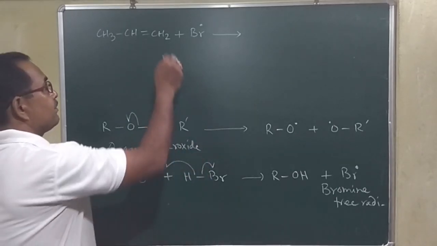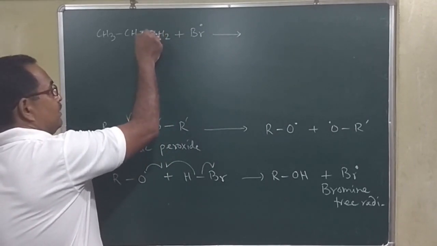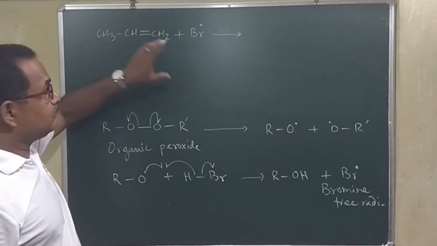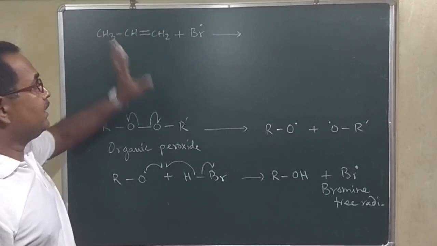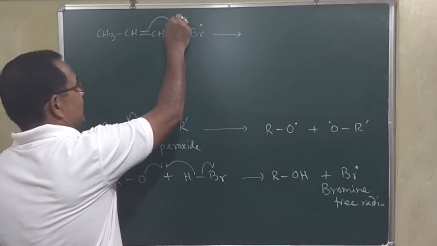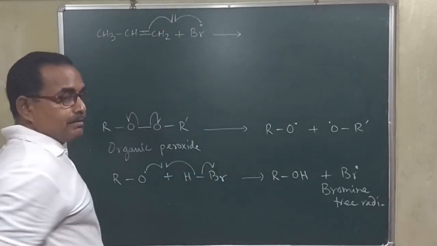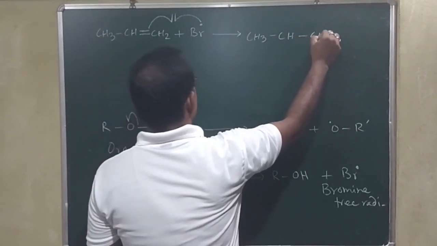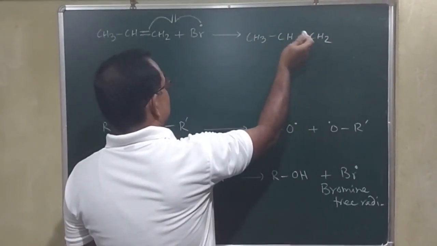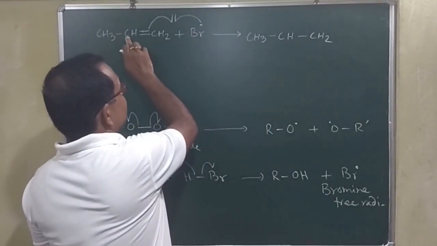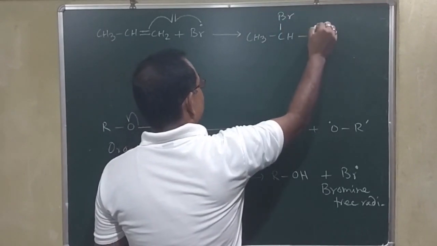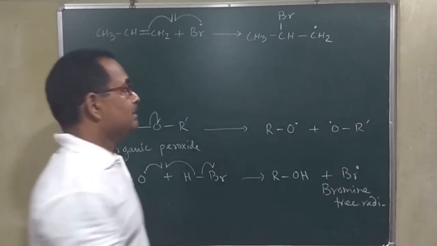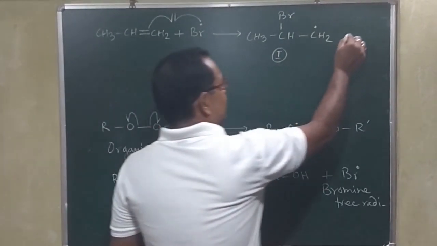What will happen? See, in this case also the pi electrons will be used. There are 2 pi electrons, one of the 2 pi electrons will be used, the other will remain. You see, one of the 2 pi electrons is used to form a bond with bromine. So bromine in this case also, CH3 CH2. Suppose bromine adds with this carbon. In that case, this will be a free radical. This will have an odd electron. This is, say, 1. There is another possibility.